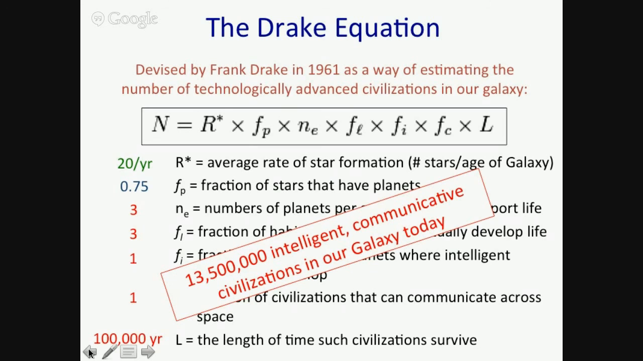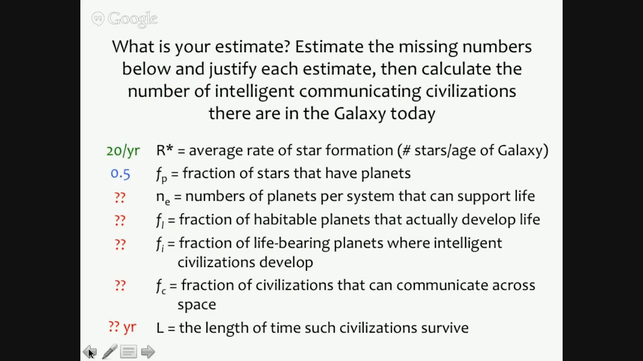Okay, so in the last 5 minutes, I want you to take a moment and write down your guesses. Make sure you put your name on, ignore the cat 3 on the top there. Write down your guesses for these numbers and justify them, and see how many civilizations you get.